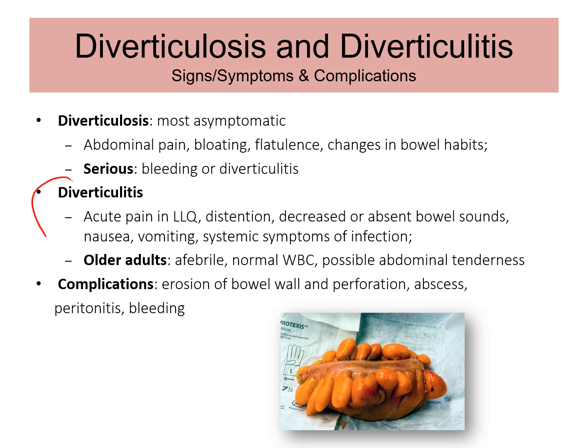This manifests as pain, usually in the left lower quadrant, distension. You can have decreased or absent bowel sounds, nausea, vomiting, and some systemic symptoms of infection. So that's going to include maybe temperature and high heart rate, high respiratory rate. Older adults may not have a fever. They may have a normal white blood cell count, but they may have abdominal tenderness. Complications can be erosion of the bowel wall and perforation, abscess, peritonitis, and bleeding. So very similar to complications of any intestinal problem.